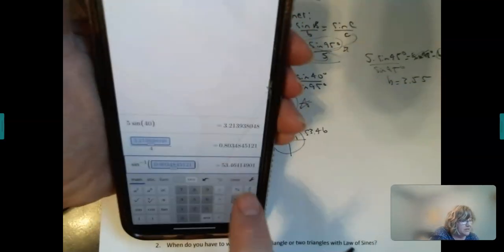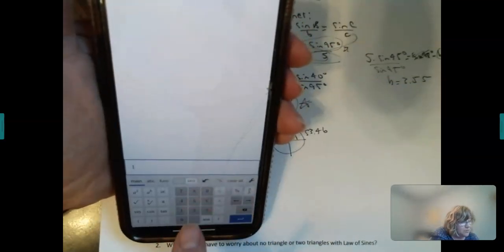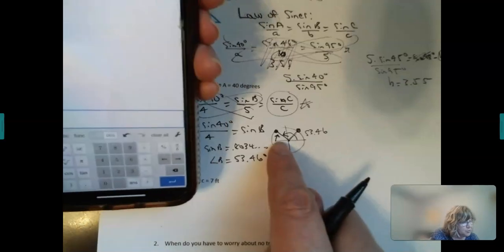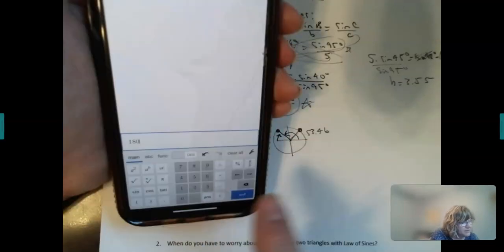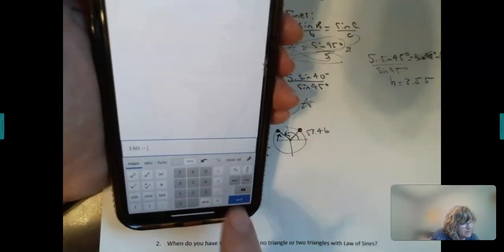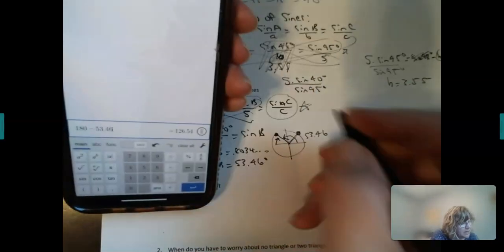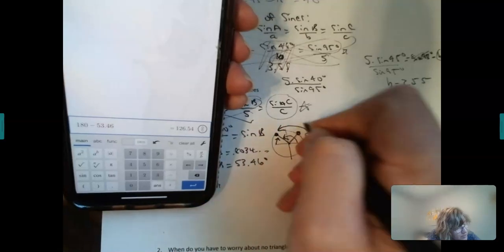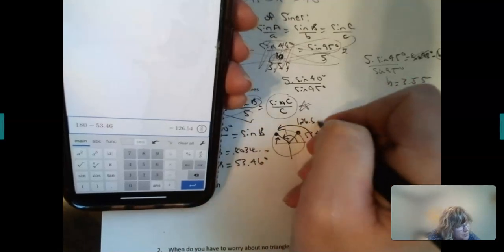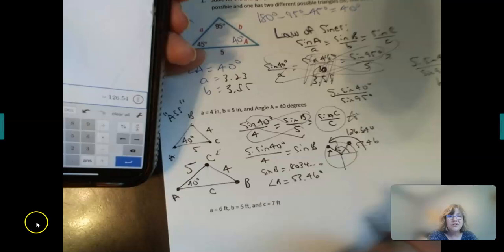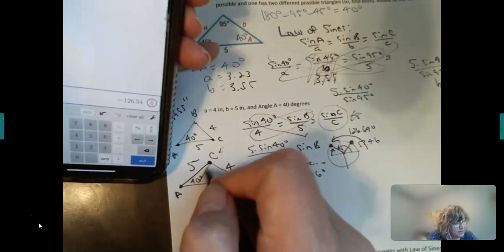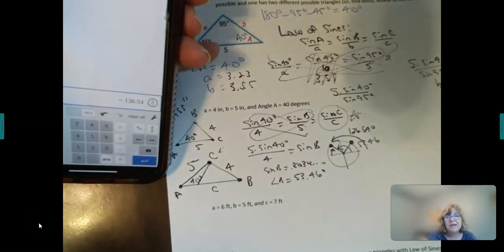But you could do it multiple ways. So I'm going to take 180 and then subtract, because this angle is the same. Those are congruent. Minus 53.46. All right, so that means this big angle, that rotation right there, is 126.54. That's going to be my obtuse angle when I rotate it in.